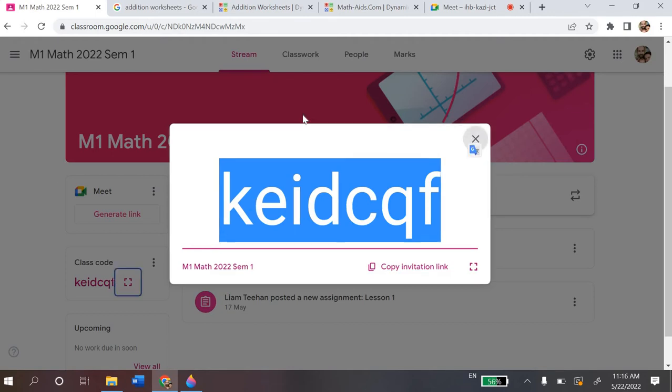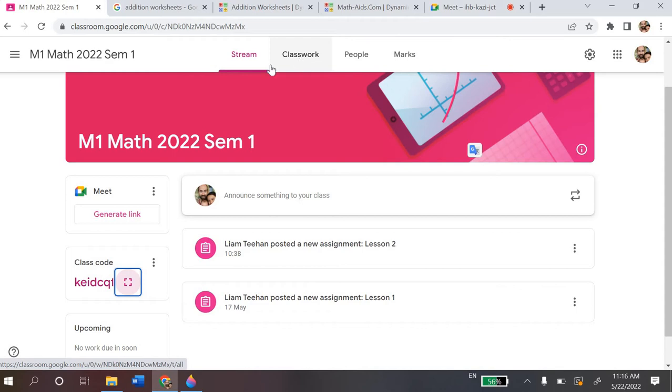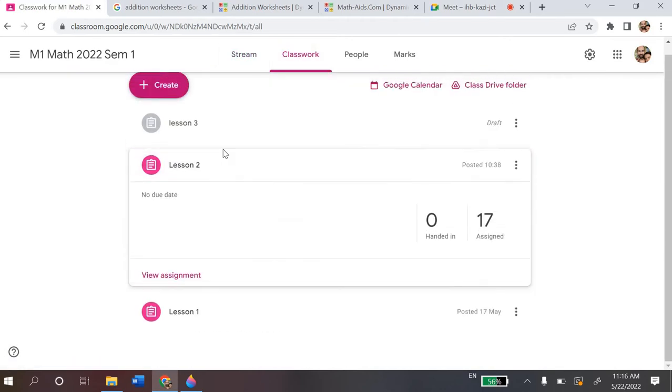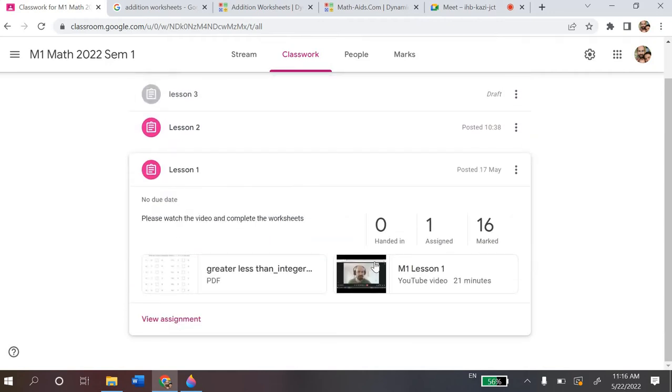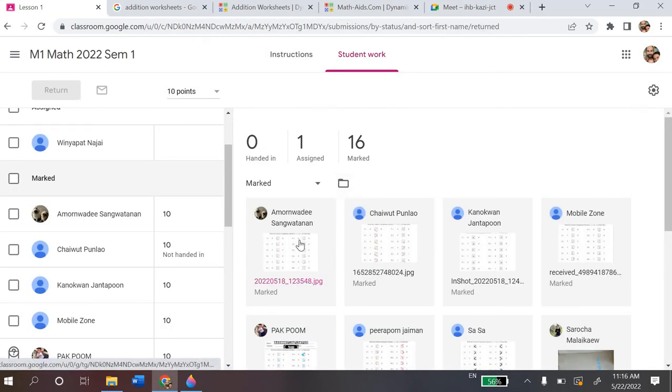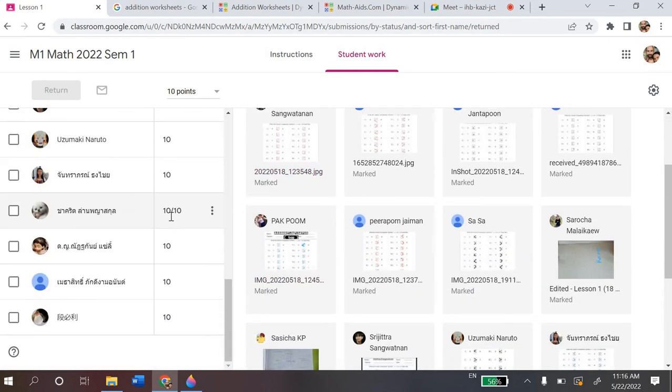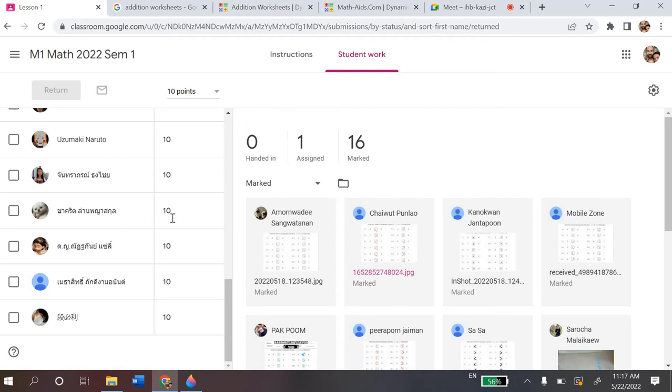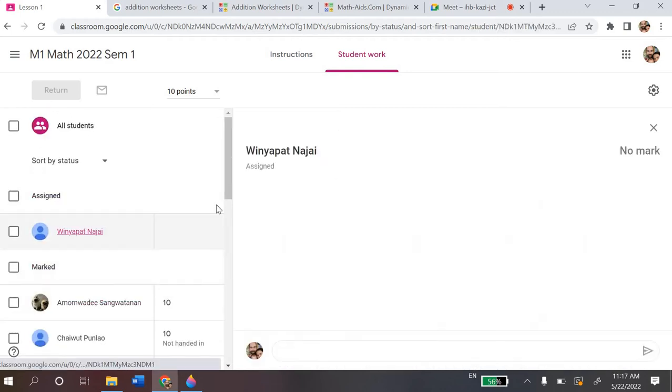This is the code to get into this class. When you get in here, you will go to classwork and your lessons are here. Here we have lesson 1, okay? So of the 17 people that have joined from 113 or 114, not sure, 16 people have sent their work, which was brilliant. Thank you to all those 16 people. And you all have 10 points. Very good. Excellent. Okay. So there's one person that joined the class, but has not sent it yet. And then there's one full class that has not yet joined.